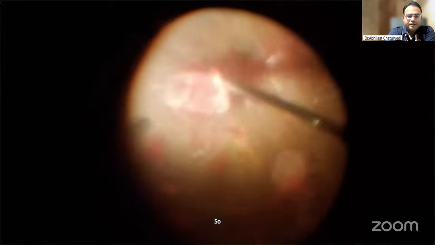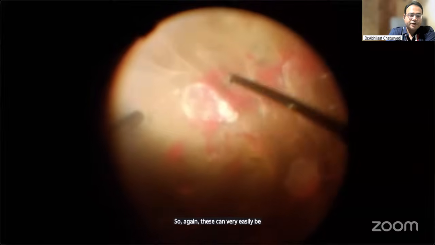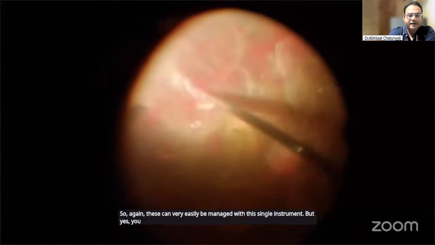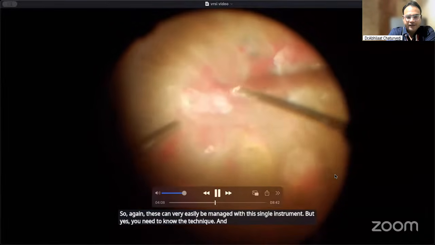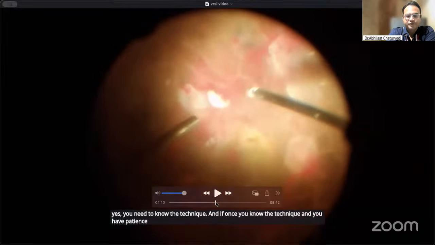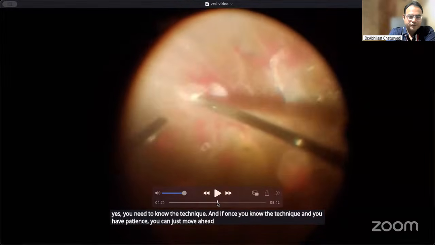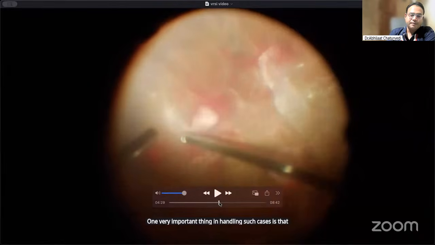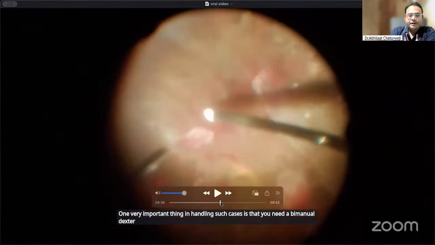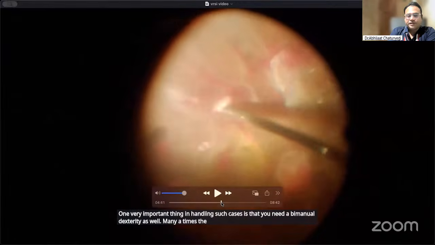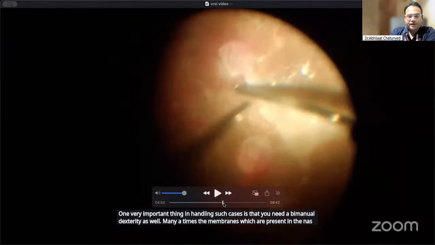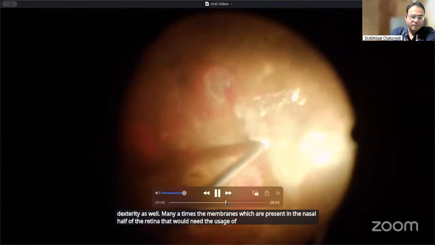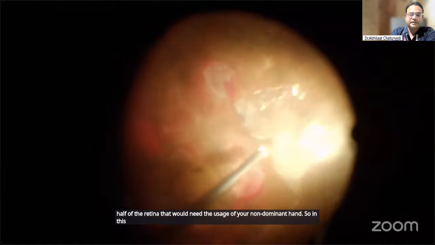So again, these can very easily be managed with this single instrument. But yes, you need to know the technique. And once you know the technique and you have patience, you can just move ahead with the surgery also. One very important thing in handling such cases is that you need bimanual dexterity as well. Many a times the membranes which are present in the nasal half of the retina would need the usage of your non-dominant hand. So in this case, it's the left hand.